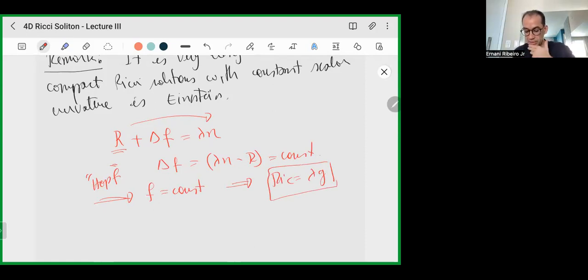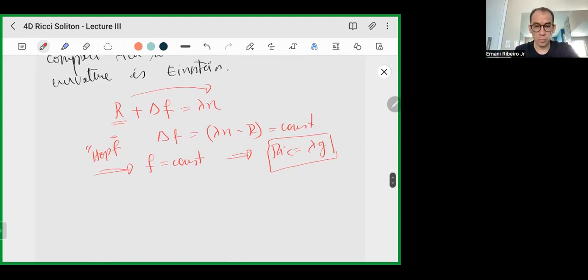However, if you assume non-compactness, this is not necessarily true. For example, the cylinder example that I mentioned in the first talk has constant scalar curvature but it's not trivial. The same for the Gaussian soliton, which has constant scalar curvature equal to zero, but the potential function is not trivial. But it's Einstein, okay? But it's not trivial.